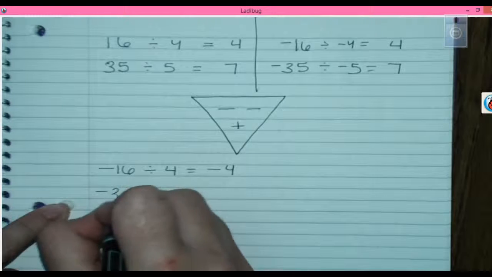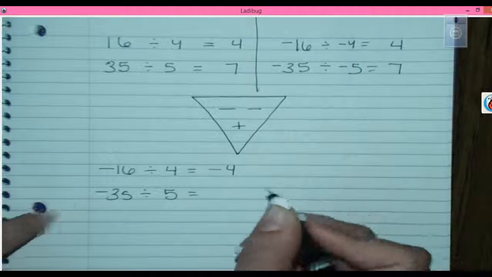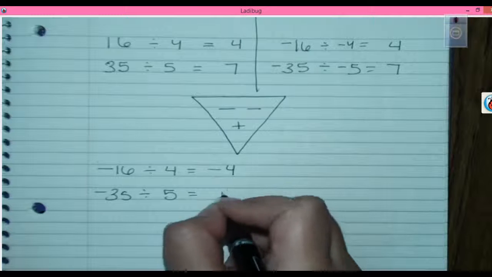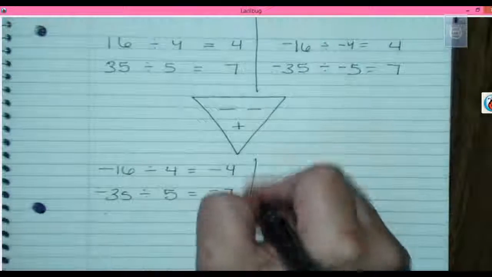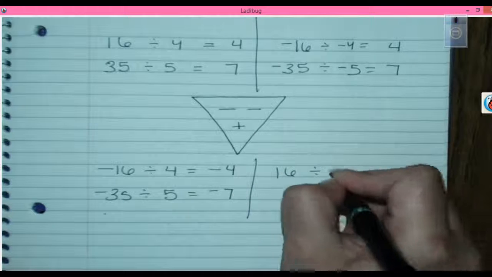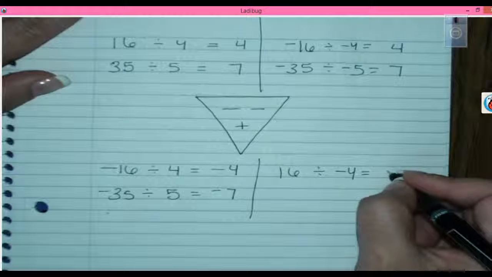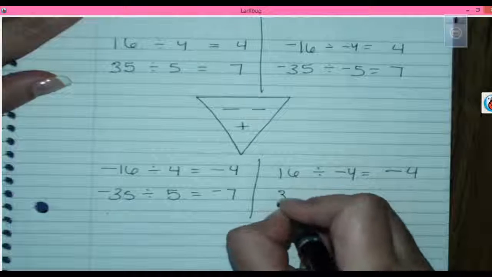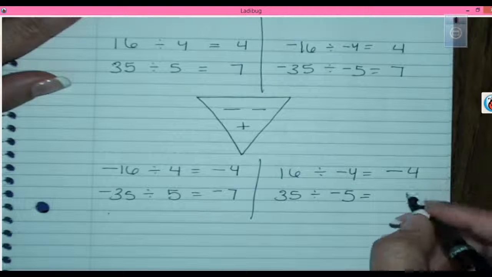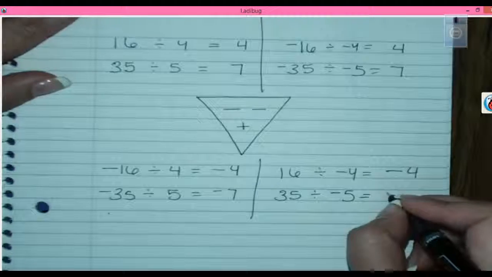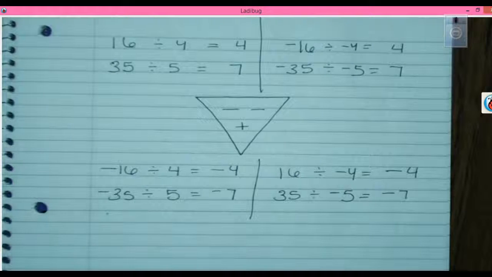If we have negative 35 divided by 5, is our answer positive or negative? Negative 7. What if we have 16 divided by negative 4? Is our answer positive or negative? Negative 4. If we have 35 divided by negative 5, is our answer positive or negative? Negative 7. Okay, let me give you a few practice problems.